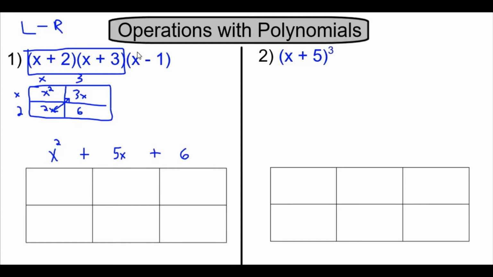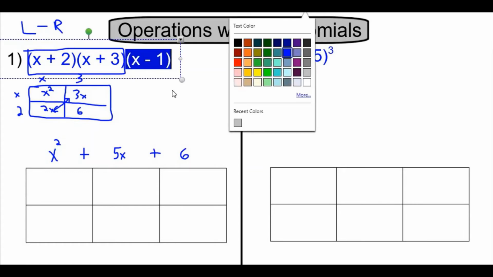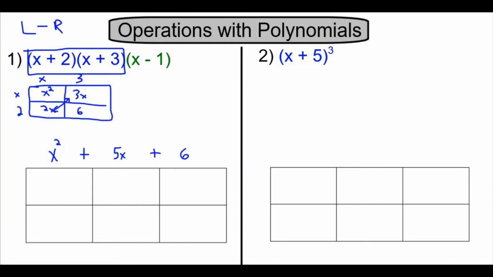And then I take this last one over here, and I'll change the color on it so we can keep track of it. And I'm going to put that in the column here. So I'll put the x here and the -1. And this is when you'll really start to see the niceties in the box method or area model. So here I have the same base, so I'm going to add the exponent. So I get x to the 3rd power.